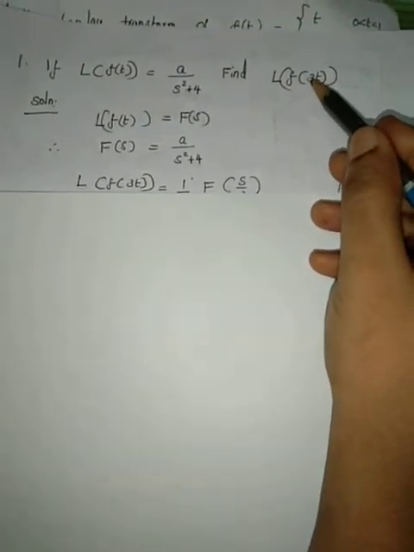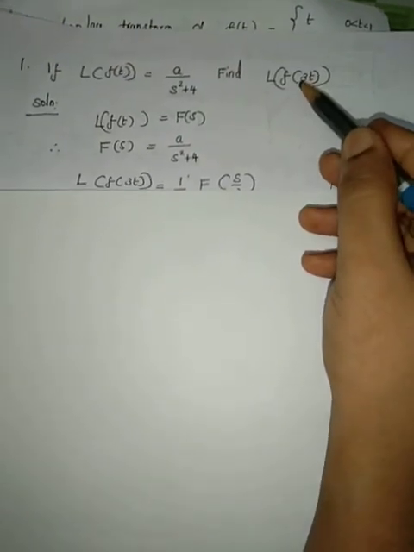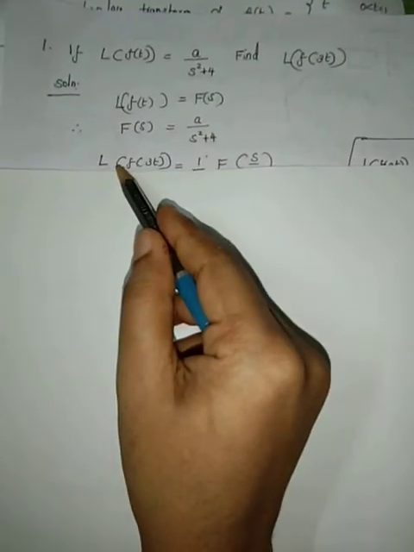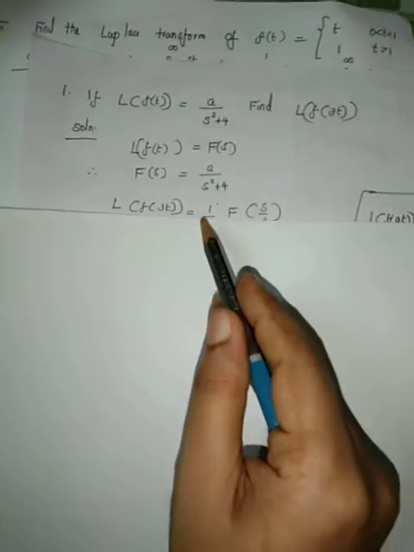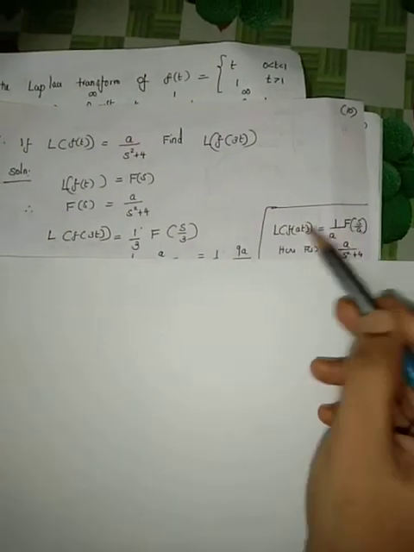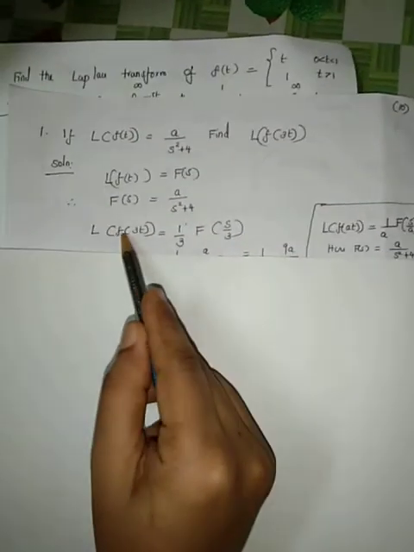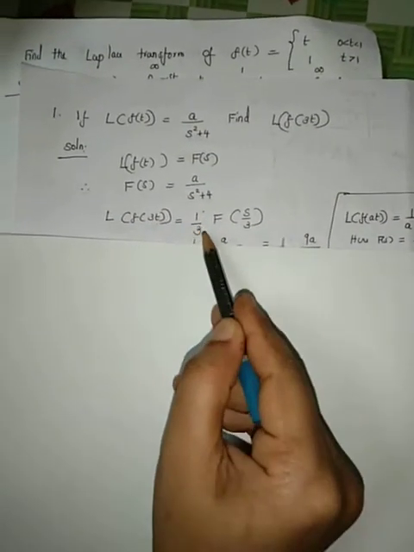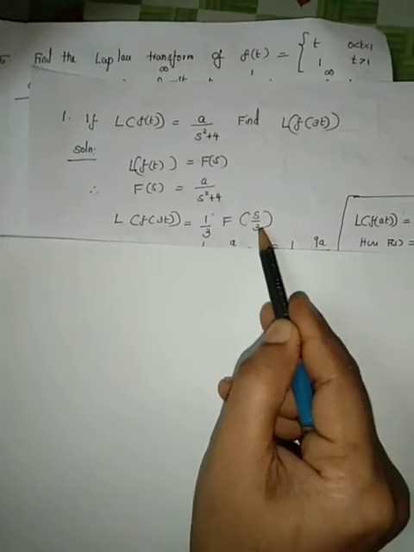So, the value of a is 3. So, using the change of scale property, L of f of at, what is the formula? L of f of at is equal to 1 by a into f of s by a. Here the value of a is 3. Therefore L of f of 3t is equal to 1 by 3 into f of s by 3.